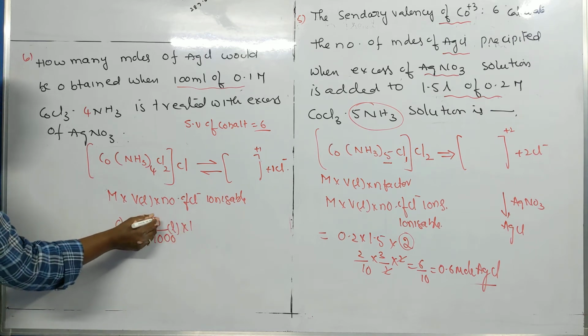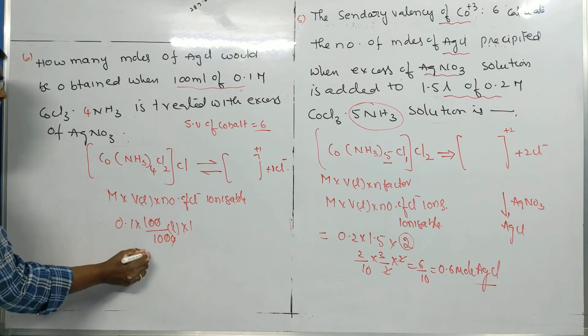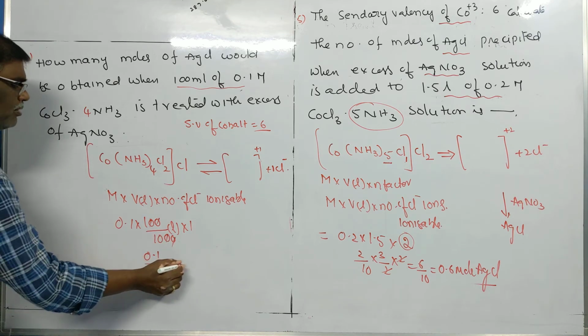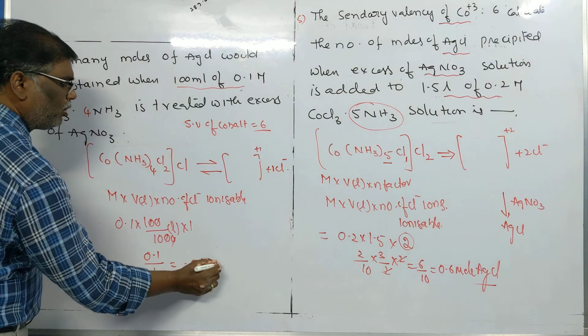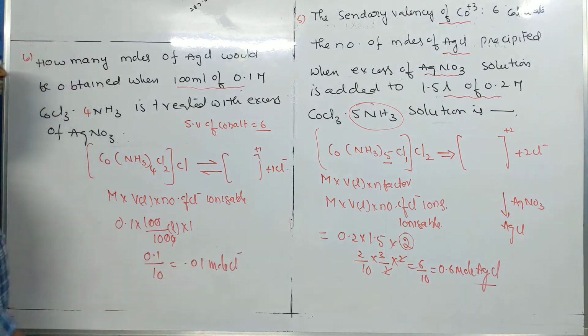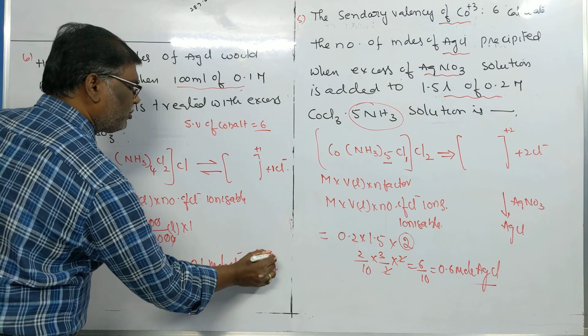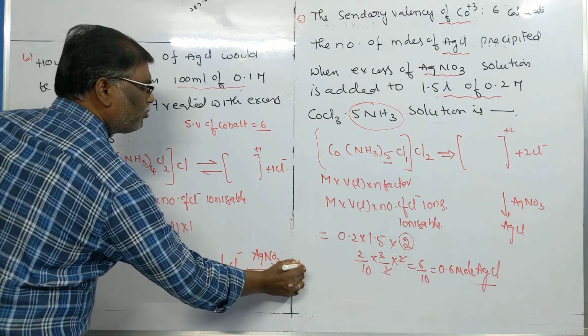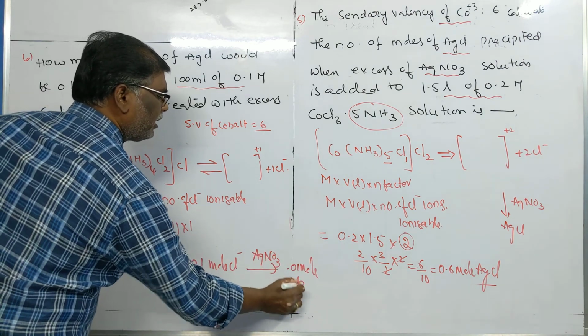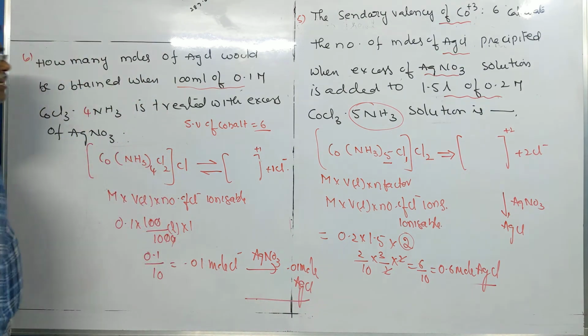Now on simplification we get 0.1 by 10, which means 0.01 mole. 0.01 mole of chloride is available. So this can combine with AgNO3 to give 0.01 mole of AgCl. This is the completion of the problem.